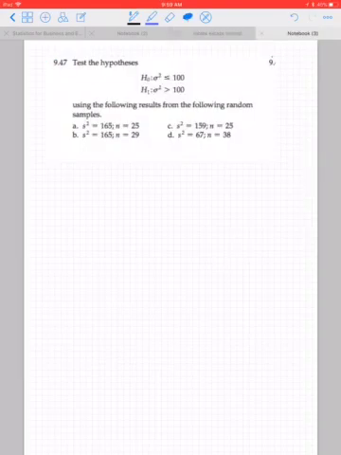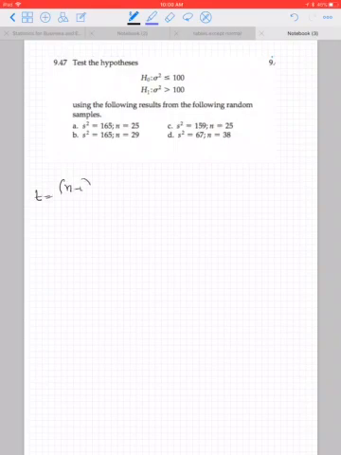So let's do a practice problem. Let's say that we want to test the hypothesis that the variance is less than 100. What test am I going to use? Every time we have to do with the variance, the test that we're going to use is the formula n minus 1 times s squared divided by the variance.